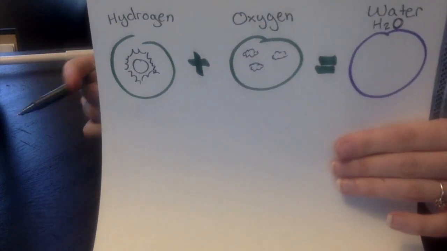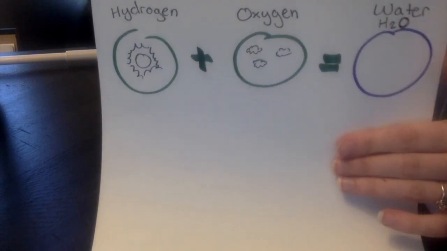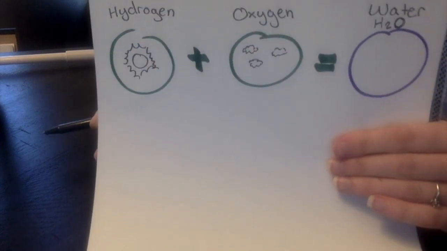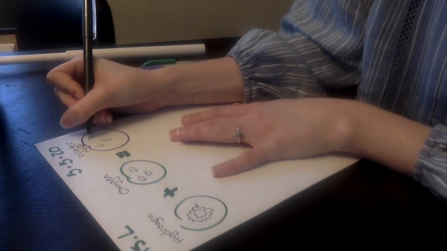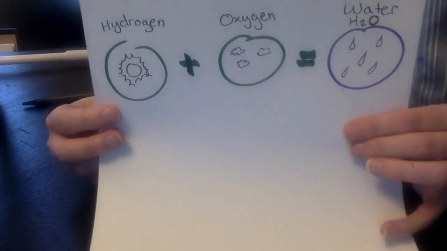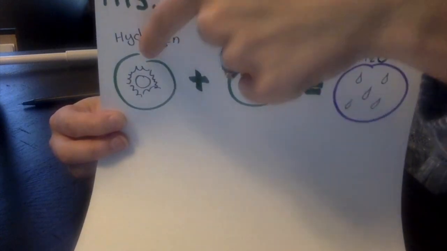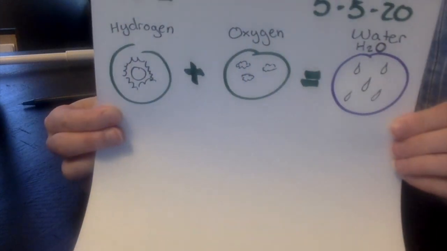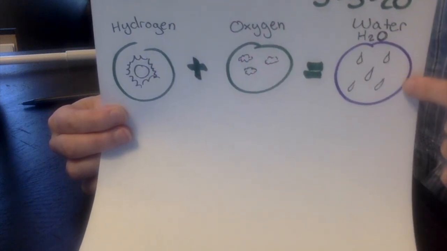But water is very different. Both of these are made of gas. But is water a gas? No, water is a liquid. So I'm going to draw a picture of what water looks like. I'm going to draw some rain droplets. Our molecule doesn't have to have the same properties as the elements that make it up. Sometimes when they combine, they make something totally different.